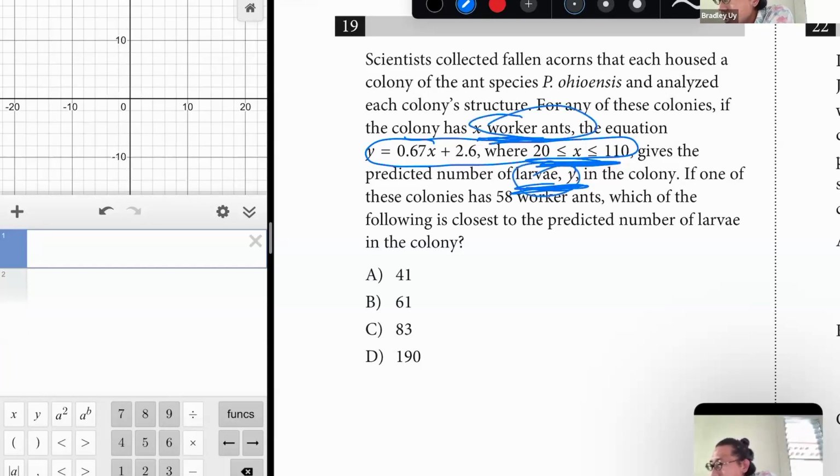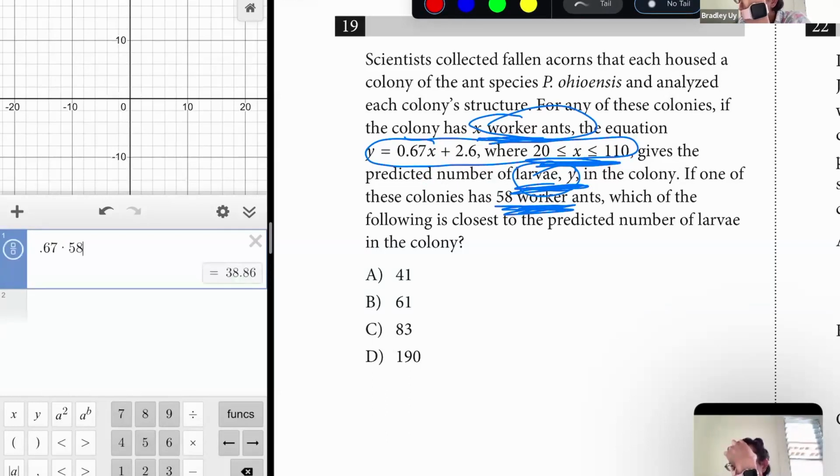If one of these colonies has 58 worker ants, this equation is valid because X, which is the worker ants, falls between 20 and 110. That's what this is saying, as long as it's valid. So 58 goes in for the X, which is the number of worker ants. So you plug in the 58 there. So you take your calculator, you go 0.67 times 58, okay, plus 2.6. And you get an answer, 41.46. And the closest to that is A.